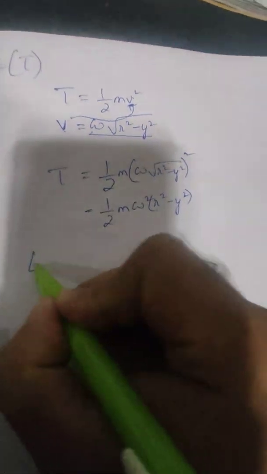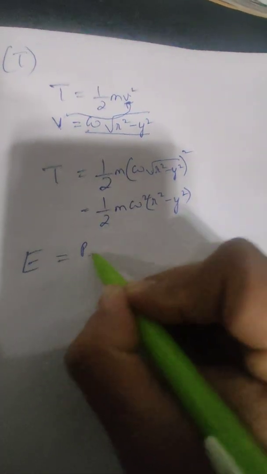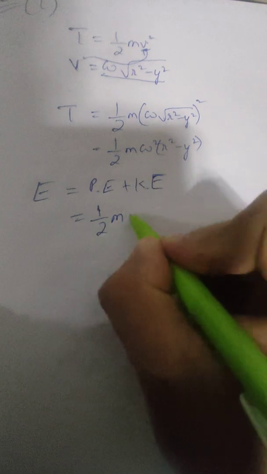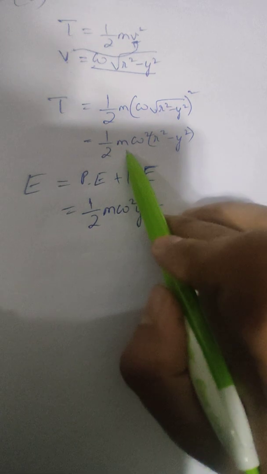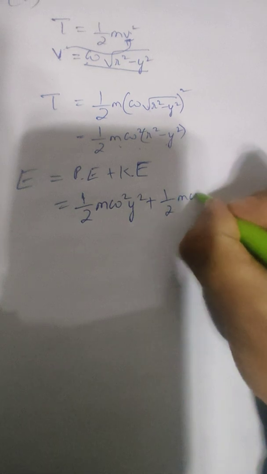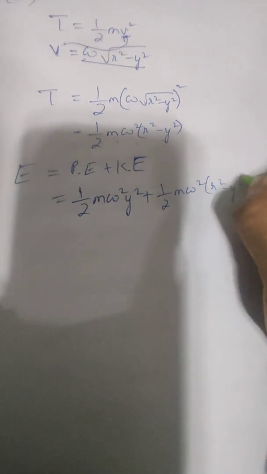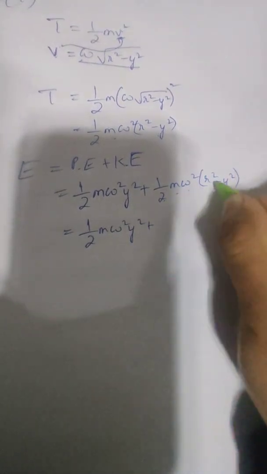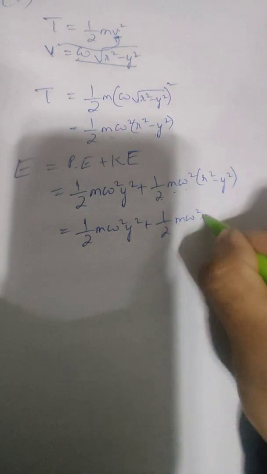So what will be the total energy? The total energy will be potential energy plus kinetic energy. What is the potential energy? Half m omega square y square. And what is the kinetic energy? Kinetic energy is half m omega square into r square minus y square. Now I will open the bracket. Half m omega square r square minus half m omega square y square.